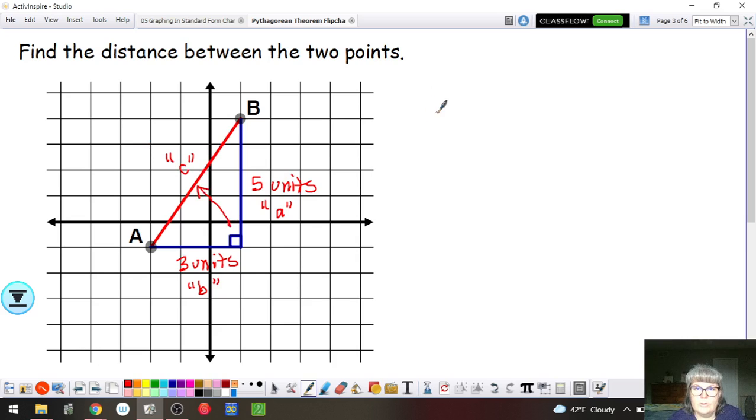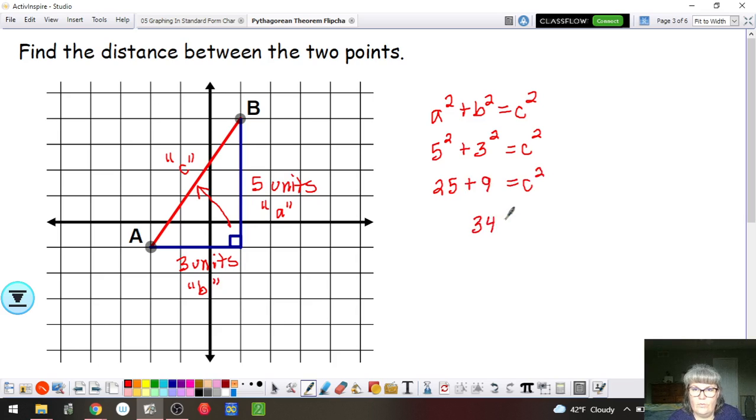So A squared plus B squared must equal C squared. So we have 5 squared plus 3 squared must equal C squared. So we have 25, that's 5 times 5, plus 9, that's 3 times 3, is C squared. And when I add the two together, I have 34 equals C squared. But I'm not looking for C squared, I'm just looking for C. So what I need to do is find the square root of 34.